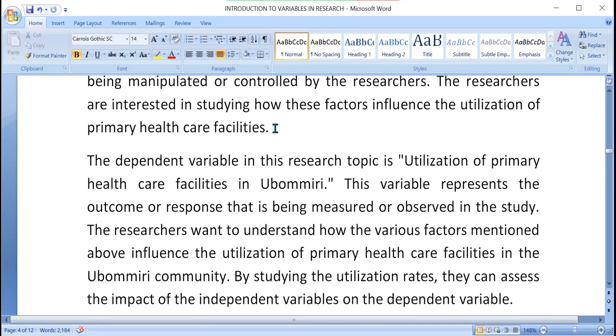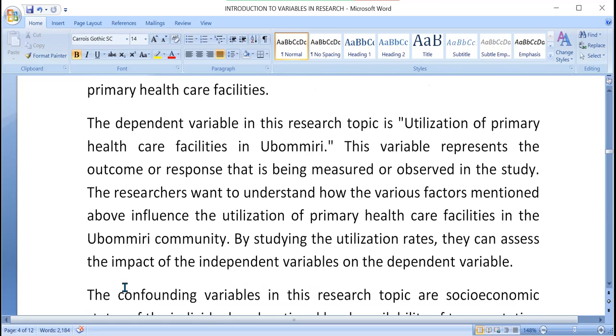The dependent variable in this research topic is utilization of primary healthcare facilities in Ubomini. This variable represents the outcome or the response that is being measured or observed in the study. The researcher wants to understand how the various factors mentioned above influence the utilization of primary healthcare facilities in the Ubomini community. By studying the utilization rates, they can assess the impact of the independent variables on the dependent variables.